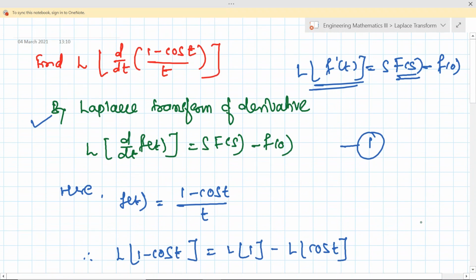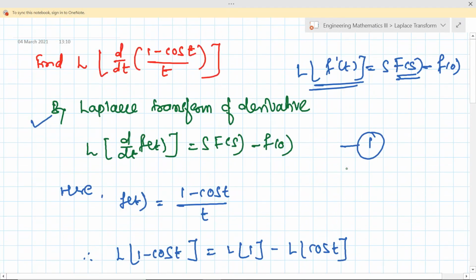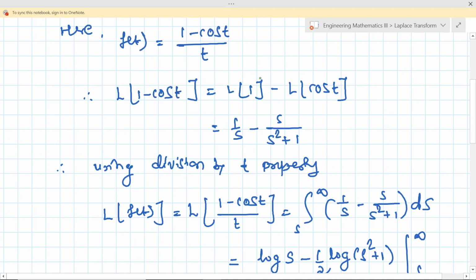This f of t is nothing but 1 minus cos of t divided by t. So cos 0 is 1, and I think it is given in the question that f of 0 is 1, which we missed. So f of 0 is nothing but 1 here. So this is the answer.